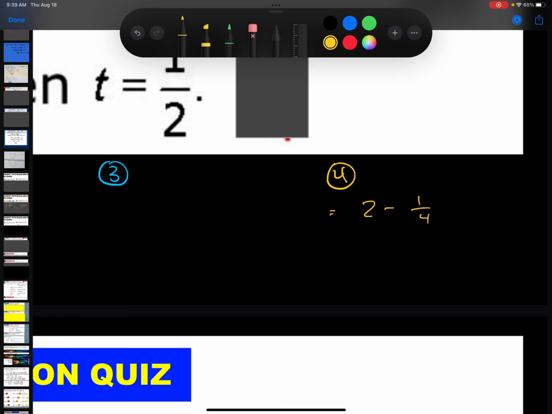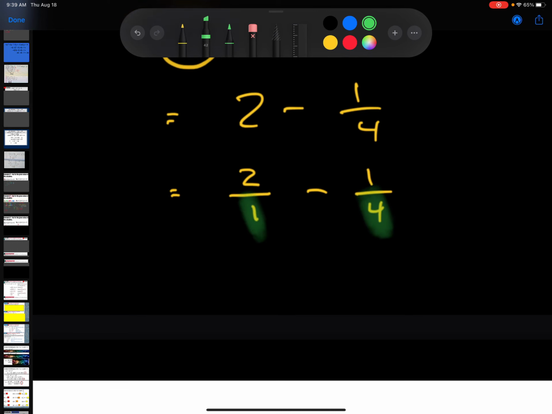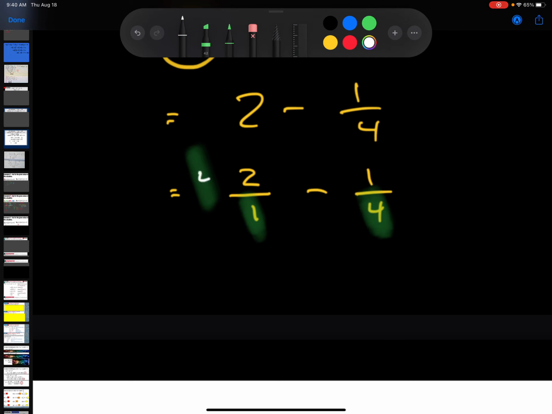Okay, partner A tell partner B, how do you make 2 a fraction? You just put it over 1. All right, take a look. This is a 4, so we eventually need to make this number a? What number do we have to make it? A 4. Well, how do I make it a 4? I have to multiply by a number here. Does anybody know what number? Yeah, 4 over 4.